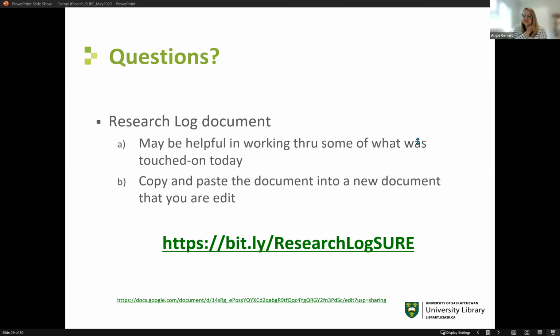And just for curiosity's sake, did anyone try to access that research log? I just want to make sure it works, since sometimes when you set up a Google Doc, people say yes or no, I can't access it. Okay, perfect. It's working well. I saved it as a PDF as well. Okay, cool. Great.